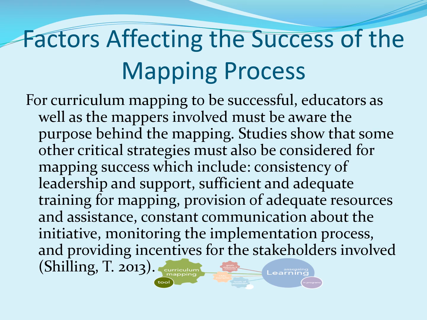Factors affecting the success of the mapping process. For curriculum mapping to be successful, educators as well as the mappers involved must be aware of the purpose behind the mapping. Studies show that some other critical strategies must also be considered for mapping success, which include consistency of leadership and support, sufficient and adequate training for mapping, provision of adequate resources and assistance, constant communication about the initiative, monitoring the implementation process, and providing incentives for the stakeholders involved.